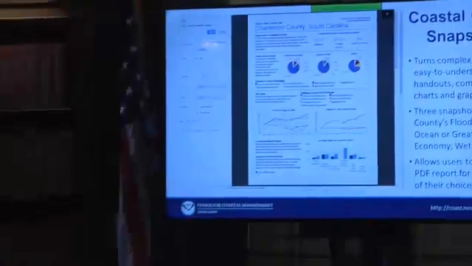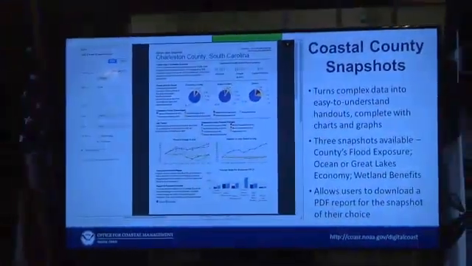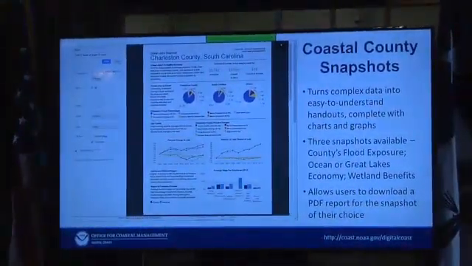Again, it's two-sided. Since we introduced the flood exposure snapshot, we got great feedback from the Digital Coast partners. It's very well received. And so we expanded this out to include information on ocean jobs. And I'll talk all about our efforts in the coastal and ocean economy in just a second. But this is a snapshot that highlights coastal jobs, wages, and GDP related to different coastal and ocean sectors, again, that I'll articulate in just a second.